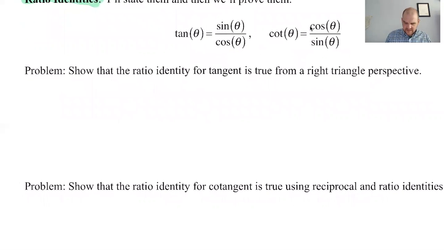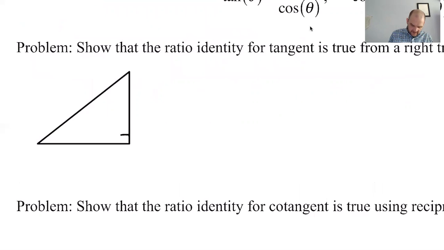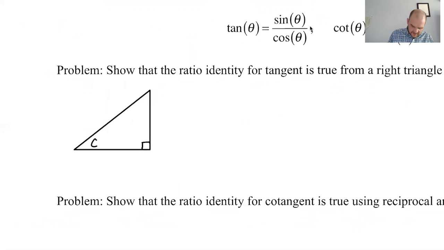So let's just show that the tangent thing is true. We actually know it from a couple of different perspectives. One of them is definitely a right triangle perspective. So let's draw a right triangle. I don't always do that, I probably should. So let's say this is theta, this is opposite, this is adjacent, this is hypotenuse, right?